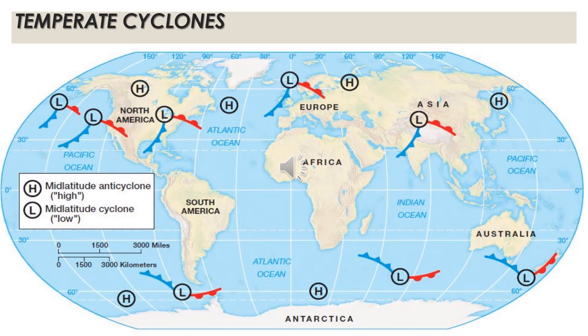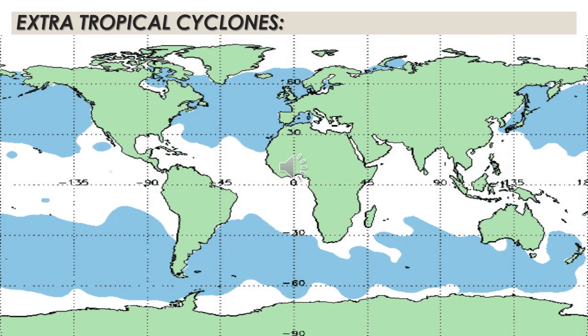I have told you that tropical cyclones are in the tropical region. But this temperate cyclone, which forms in the Mediterranean basin, sometimes extends up to Russia and India during the winter season. In India, it is called western disturbance. Then the third one, the extratropical cyclone.